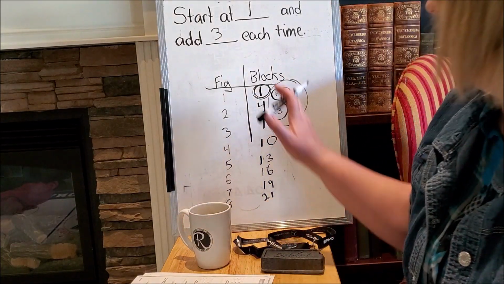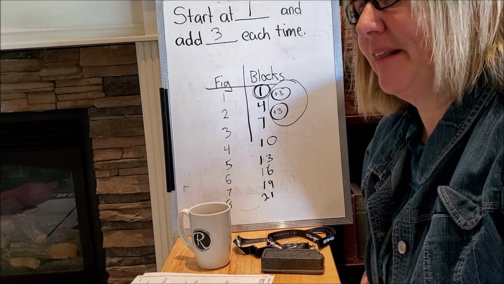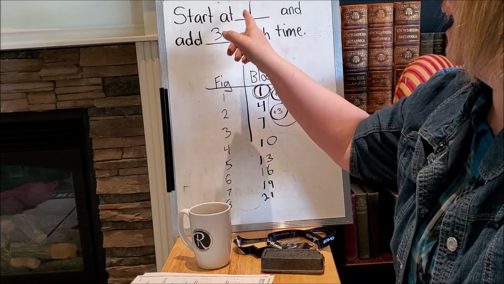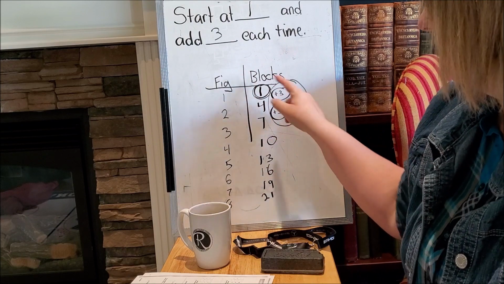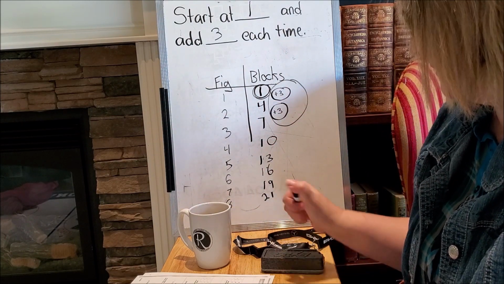So, adding 3 each time, Miss McGilvery did it wrong there. I hope you picked that up. Anyways, pattern rules: start at, tell me what number you're starting at, and add whatever the gap is each time. And add properly, don't add like Miss McGilvery does.